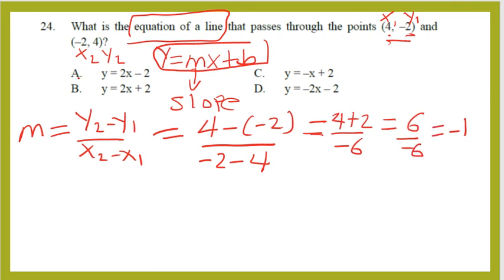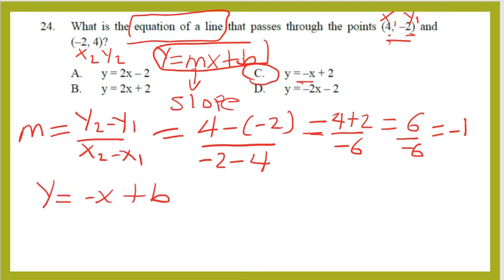So now at this point, we can already see the choices. Which choice contains the slope negative 1? We have to save our time. We have to be as fast as possible because it is 40 questions in 1 hour. So the answer must be C. In C, the slope is negative 1. But to finish the equation of the line, as I told you, y is equal to negative x plus b.